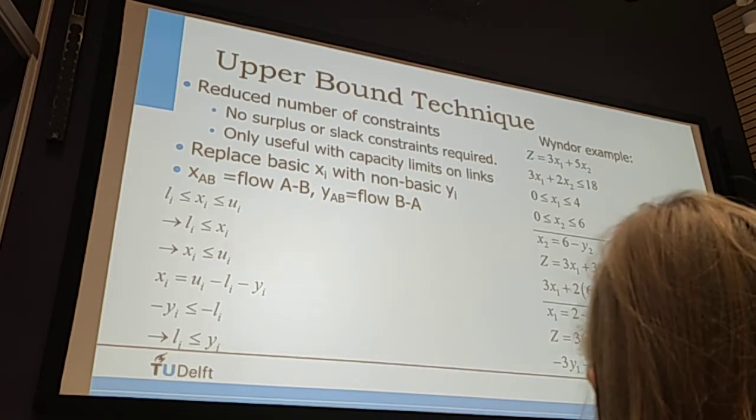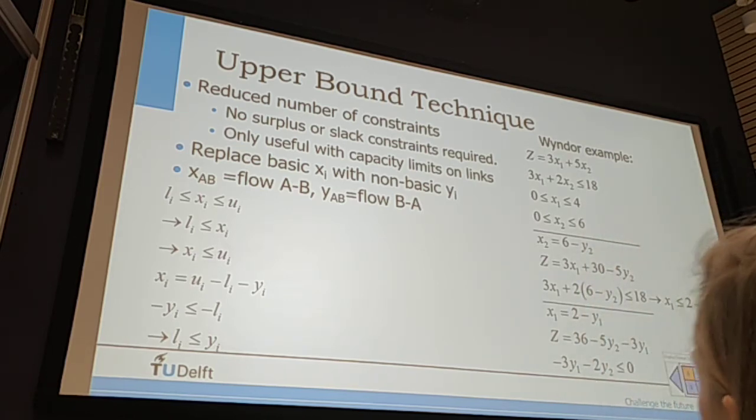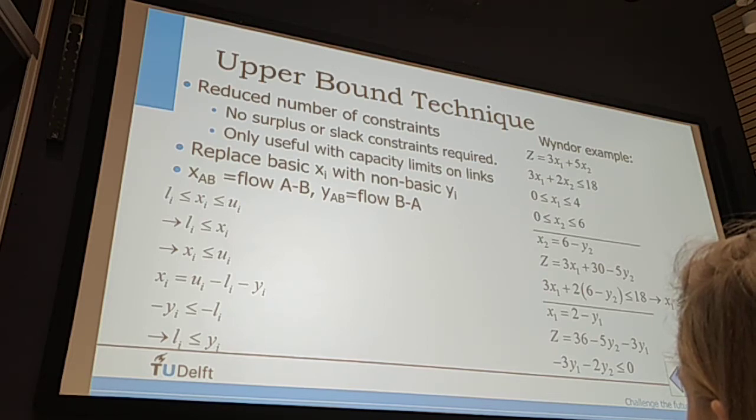Also something we can actually add is the upper bound technique. It allows us to reduce the number of constraints. When I talked about the bounds, it's similar to that. What it means is we don't need to add any surplus for slack constraints. The most useful application is if we have a capacity limit on the links, and it's also something the LP solver uses. So instead of having slack constraints, we simply use the upper bound technique.